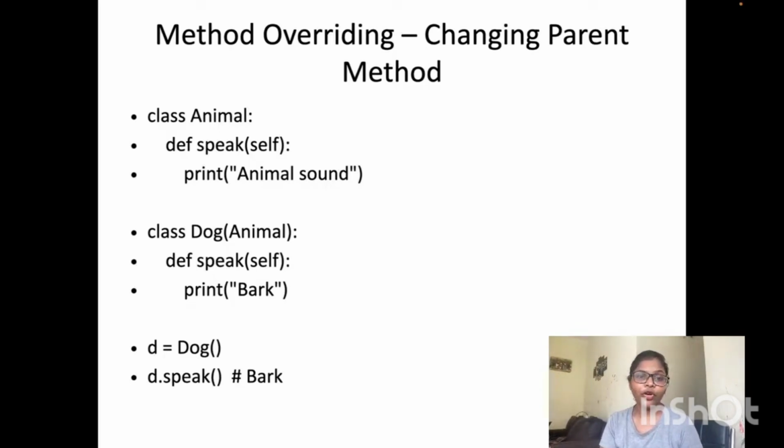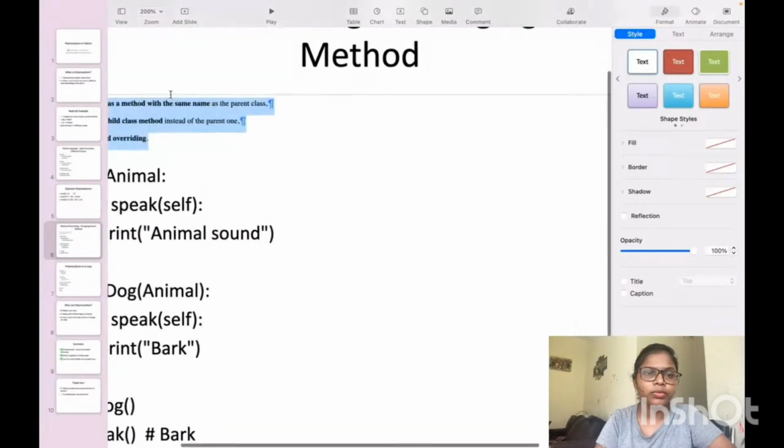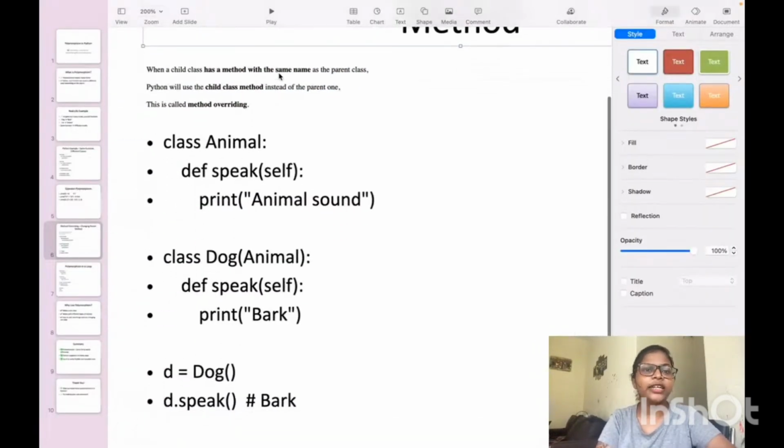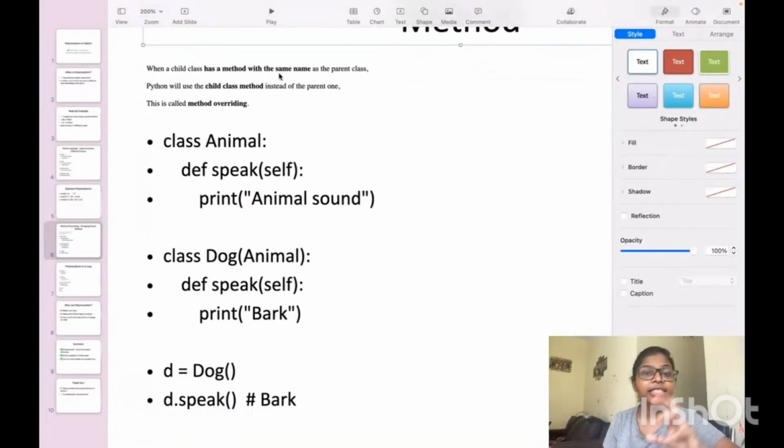By default, what will happen is if you are calling a class, then by default the child class will be inherited. When a child class has a method with the same name as the parent class, Python will use the child class method instead of the parent one. This is called method overriding.